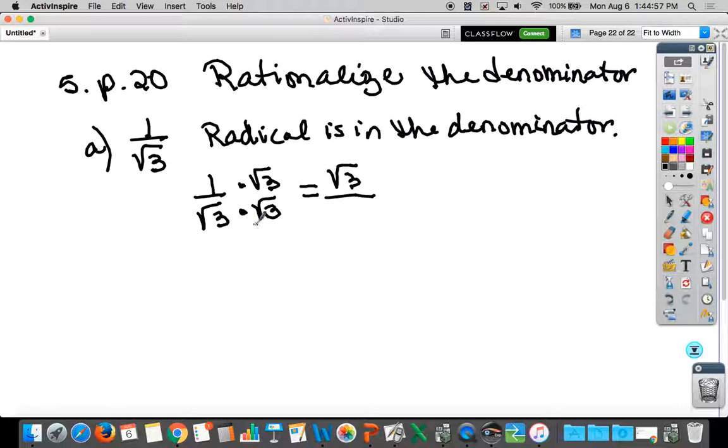What's square root of 3 times square root of 3? Square root of, multiply your insides, 9. What is the square root of 9? 3. That is how you rationalize.